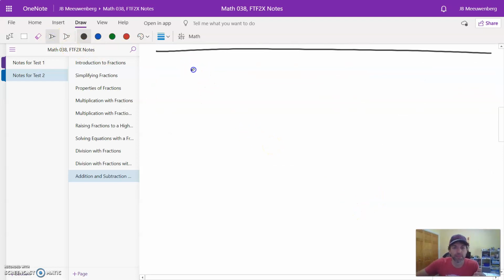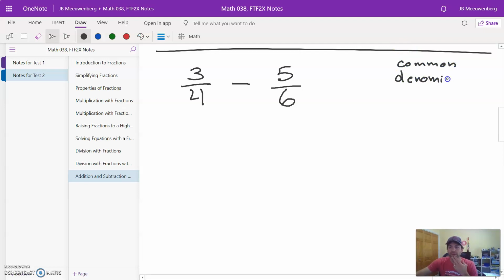So we're going to take 3/4 and we are going to subtract 5/6. Okay, subtraction and addition both require you to get a common denominator. So let's see. One common denominator.